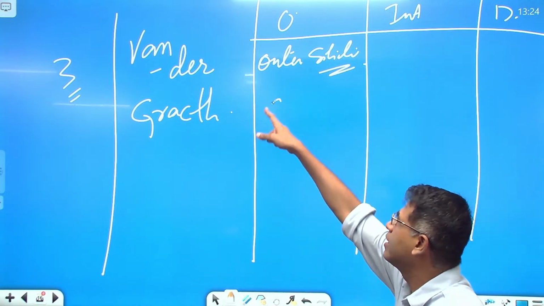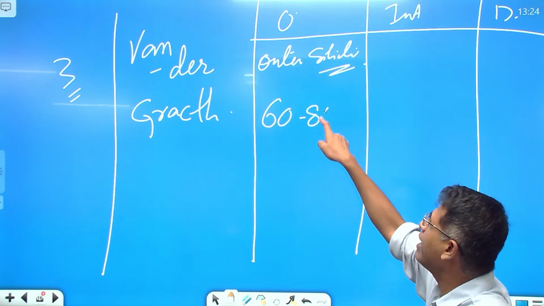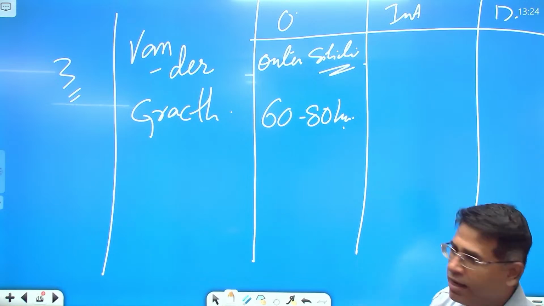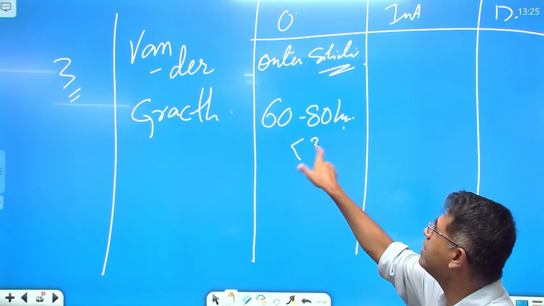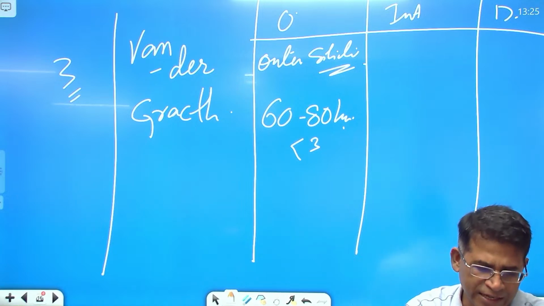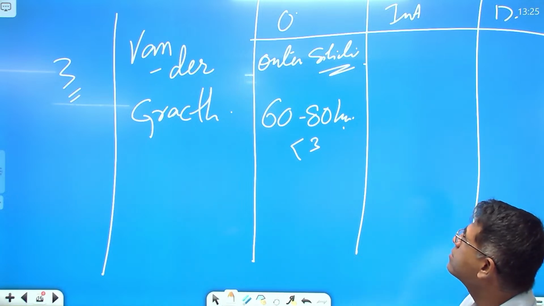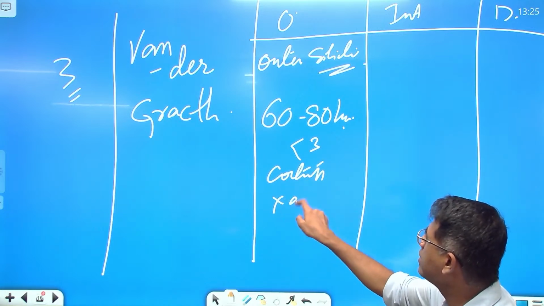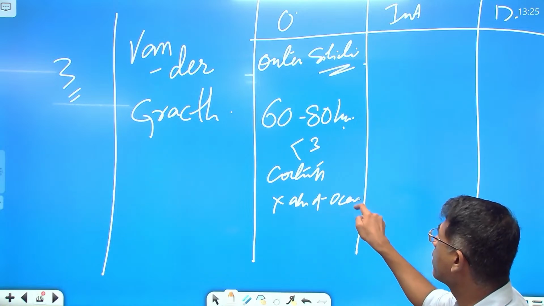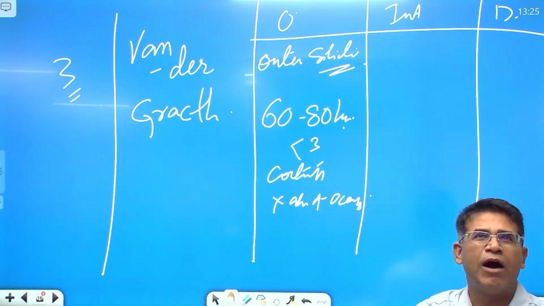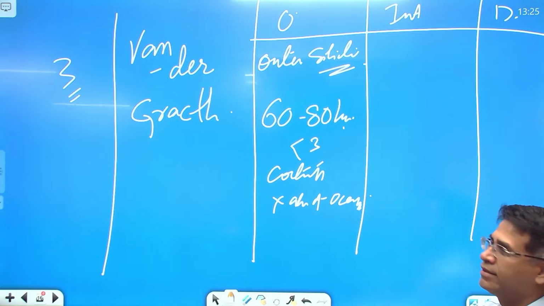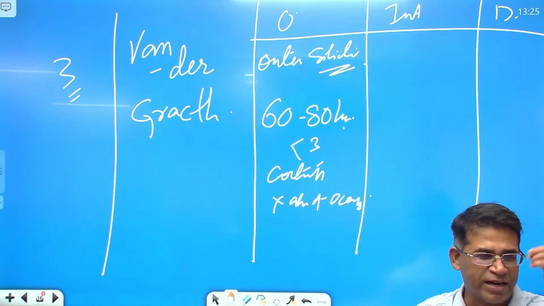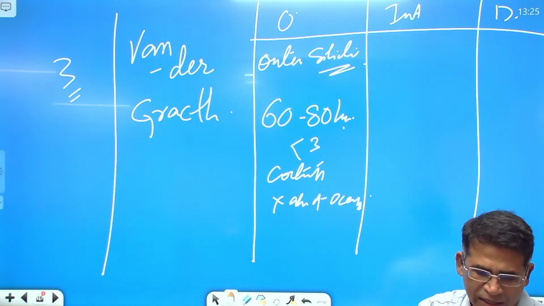Thickness of about 60 to 80 kilometers. Density of less than 3. This makes up the continents, and this is absent at the oceans. Outer silicates, density less than 3. It makes up the continents and is absent at the oceans.